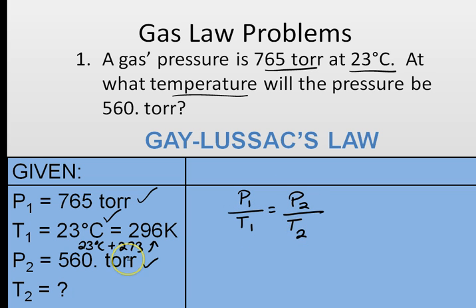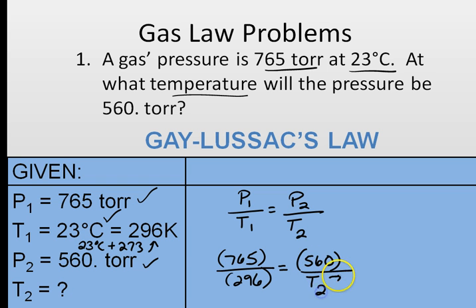So we have our givens. The next thing to do would be to fill it in. And so it would look like this. We would have our first pressure, 765, over our first temperature, which is 296, equal to the pressure of 560, and what is our T2? Now we're going to cross multiply. So in your calculator, you would take 296 times 560 divided by 765 to get our answer.